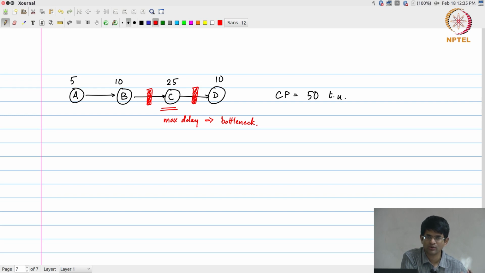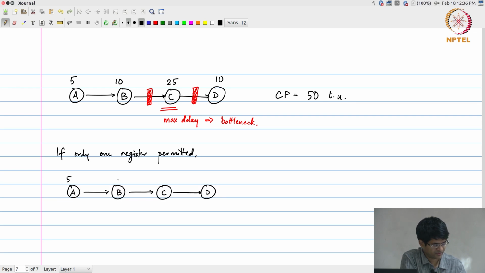If I want to break my circuit into 2 parts or 3 parts, I try and balance things out so that the delays are pretty much equalized on all sides. In this particular instance, supposing I had told you that you are allowed to use only one extra register, what would you do? What's the best that you can do? Where would you place that register? That is, if only one extra register is permitted, where should you place it to minimize the critical path with the same delays? So 5, 10, 25, 10.